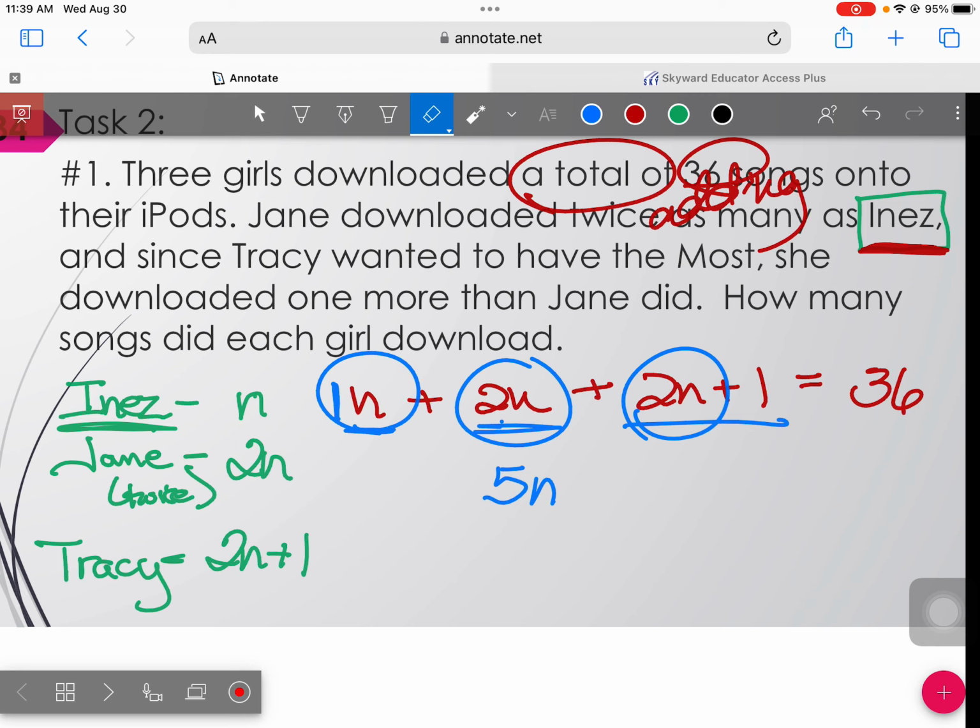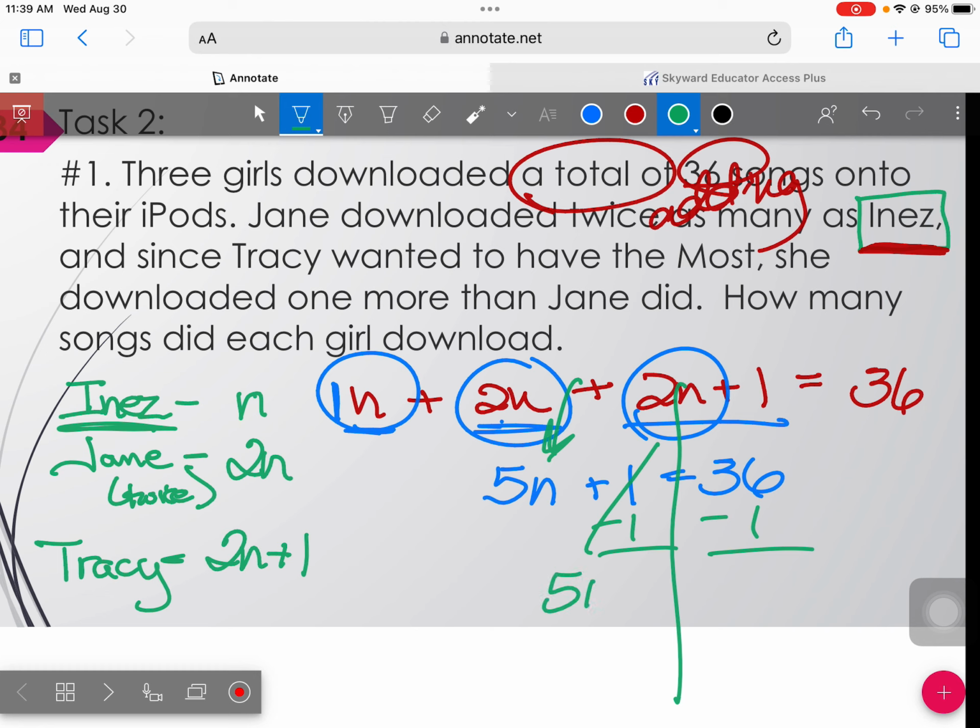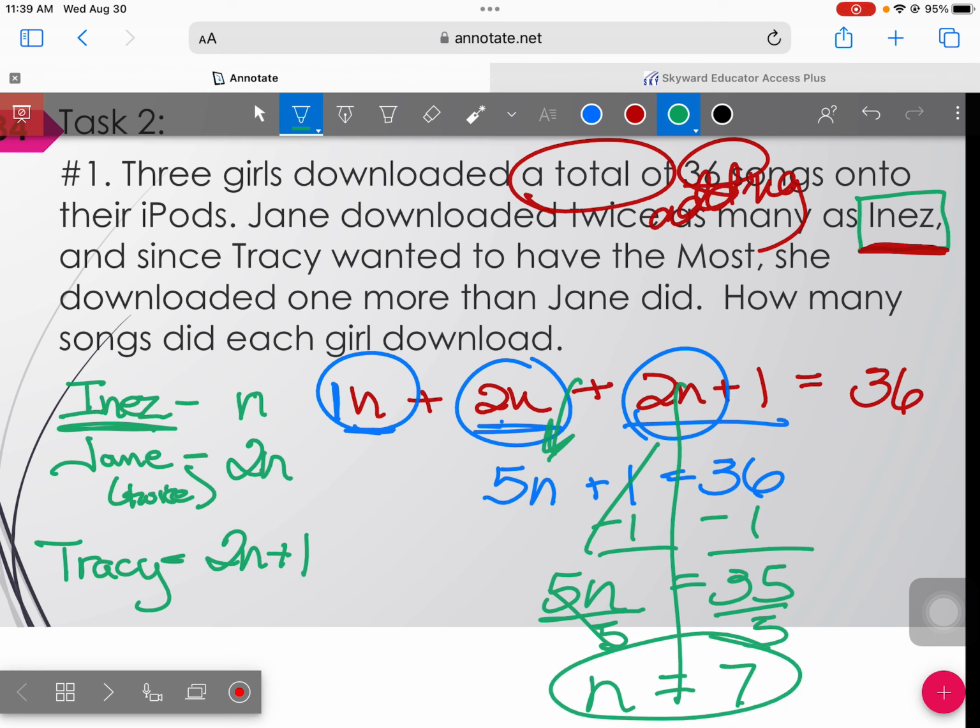5N plus 1 equals 36. I am solving for N. What would I do here? Subtract 1. Whatever you do on one side, you have to do to the other. You get 5N is equal to 35. Divide by 5. N is equal to 7. Hey, I got an answer. I'm done, right? You've got to read and look at the question.